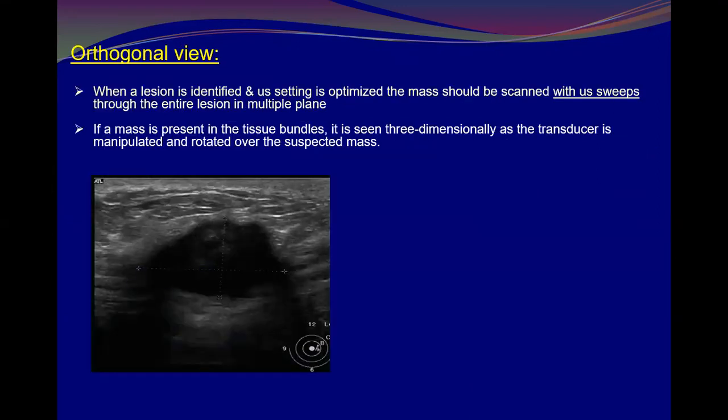The importance, again, continue importance of orthogonal view and sweep along the margins of the lesions. This is a suspicious lesion here. When the lesion is identified, after resetting and optimizing the scanning technique, we have to sweep through the entire lesion in multiple planes to clarify its margin and characterize it well and to make sure it is a true lesion. This definitely is a true lesion, not like the previous one, but at least we have to characterize this lesion and see its extent.